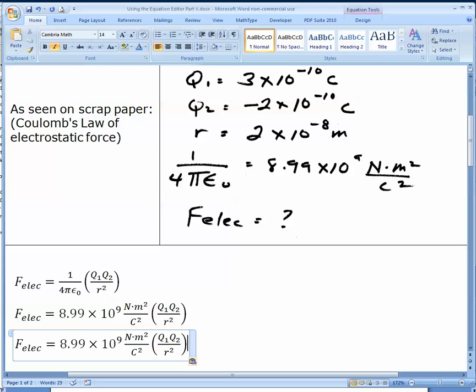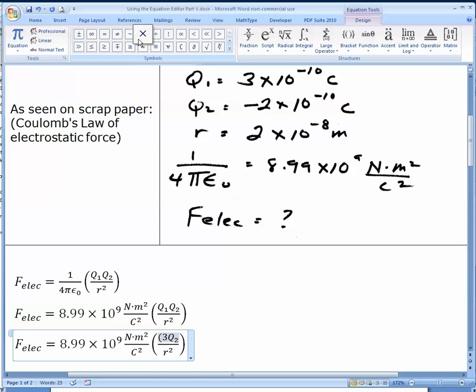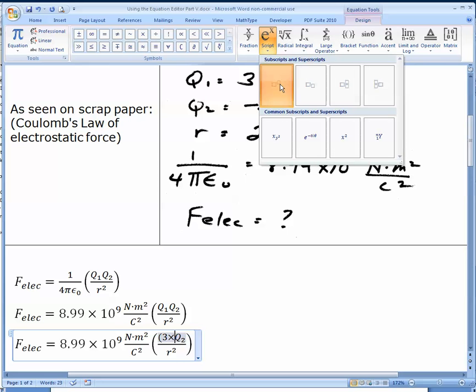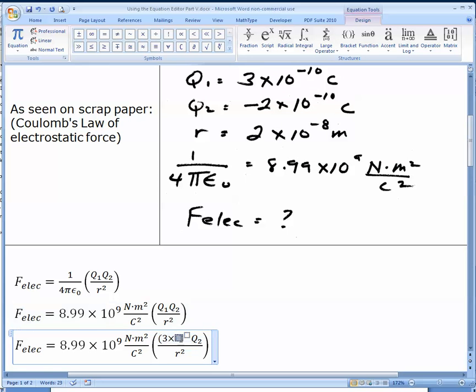Moving along, we can enter our parenthetical variables. The first one is Q1, which is parentheses 3 times 10 to the minus 10th power coulombs.